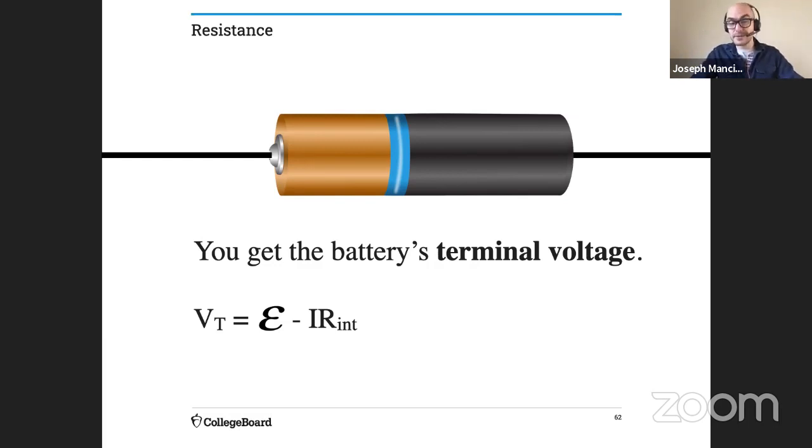Now, the more current you try to run through a battery, the more different the terminal voltage will be from the EMF of the battery. And as a battery gets older, its internal resistance goes up. The terminal voltage of a battery depends on the internal resistance and the current. If you're not running current through a battery, even if it's an old battery, you'll still measure the full EMF of the battery.